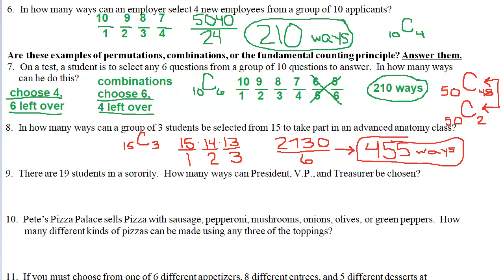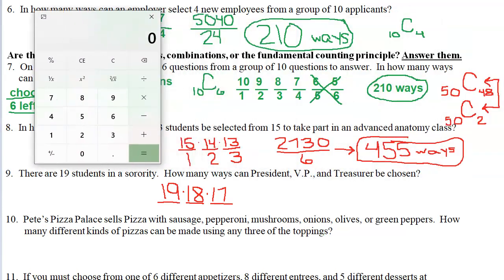Now I'm going to tell you what, number 9, I am not doing mental math for that one. There are 19 students in a sorority. How many ways can president, vice president, and treasurer be chosen? The reason I'm not going to do this math mentally is because the number is going to end up being really, really, really big. Order matters. When we're talking about president, the order matters, which means we have to just multiply through. There's no division. There's no combination count up. There's nothing like that. You're going to multiply and you're going to be done, and you're going to end up with a really big number.